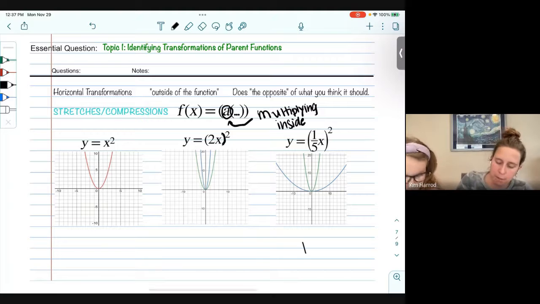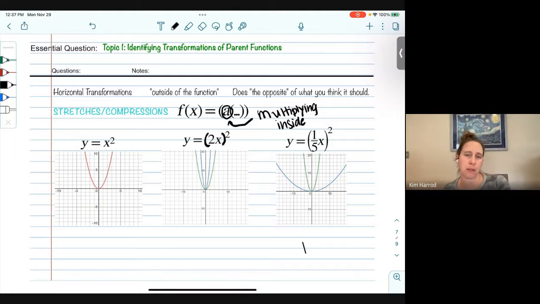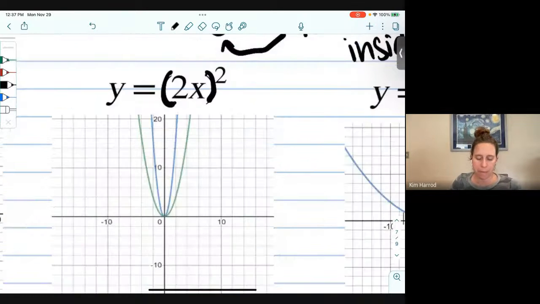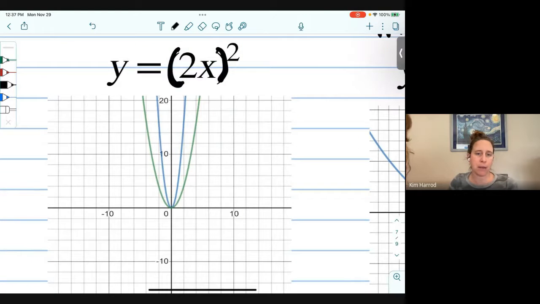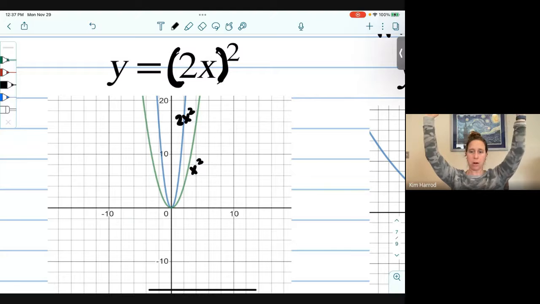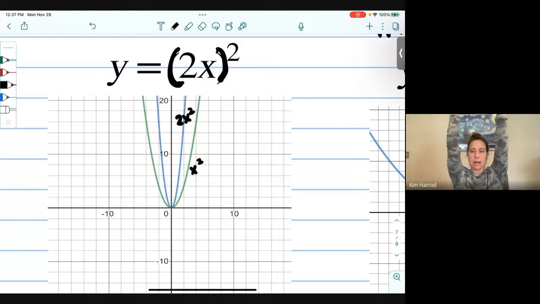So you can see, for example, right here, that 2 is inside the parentheses, so that 2 is getting squared. This 1/5 is inside the parentheses, so the 1/5 is getting squared. And to speak to the opposite portion, now what we're seeing happening is, while this 2, let me zoom in on it, my brain tells me that I think that should be getting wider, like twice as wide. The 2x squared right here is actually skinnier than the x squared, because here's my x squared and this squeezes it in.